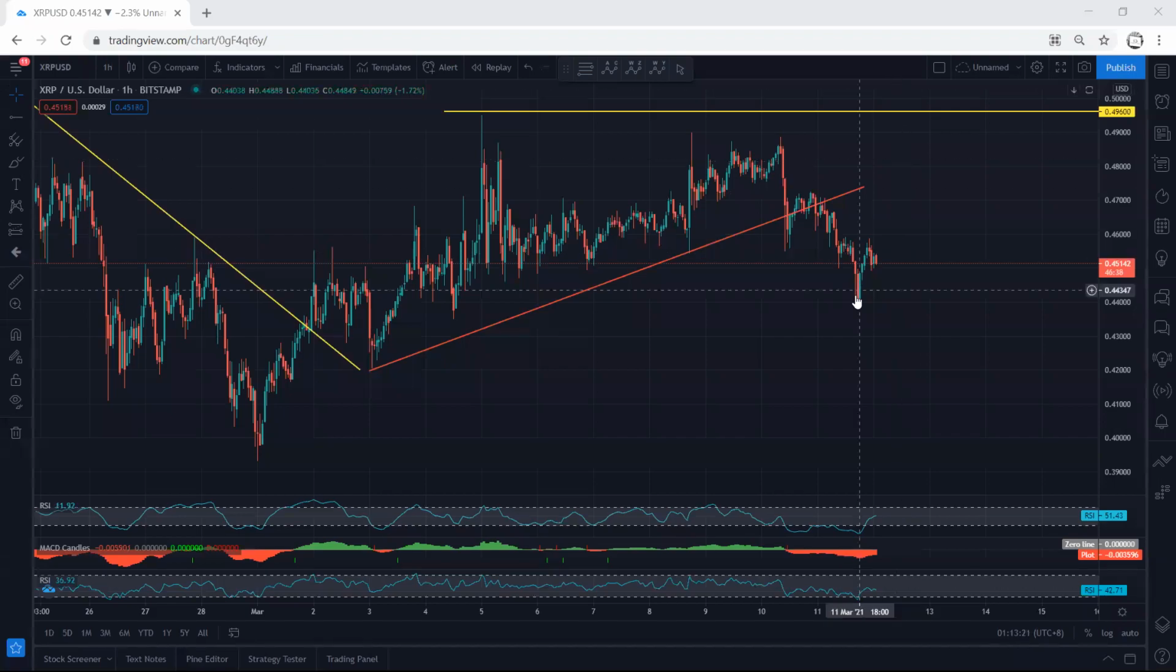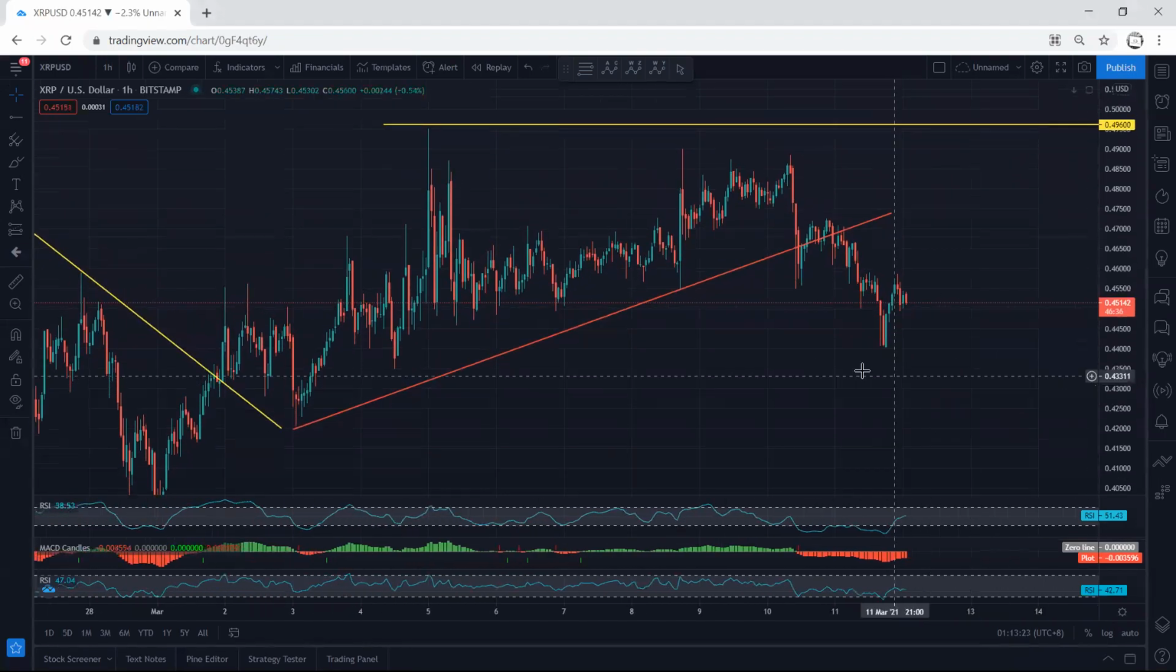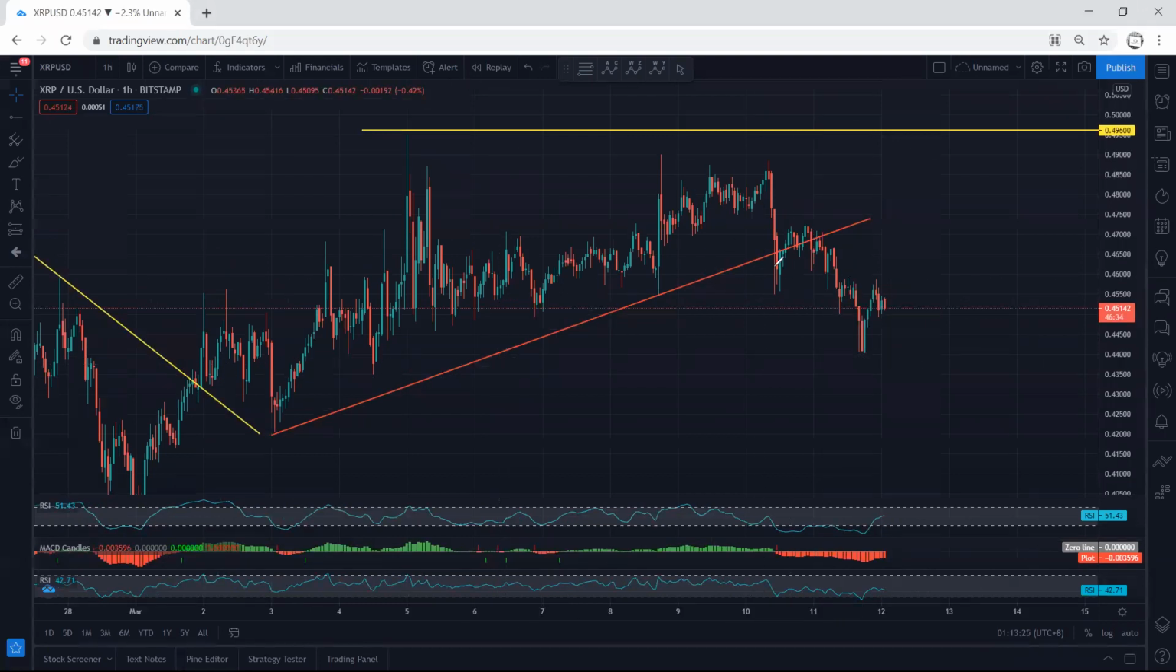XRP, we start with the 1 hour chart. I just want to give a quick update. First of all, if we refer to our analysis when the price was here, we mentioned if we get the correction, we can expect the price to drop. As we can see, after we have the small correction, the price dropped.